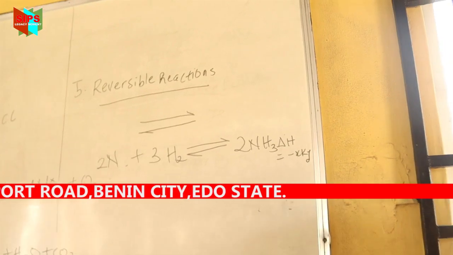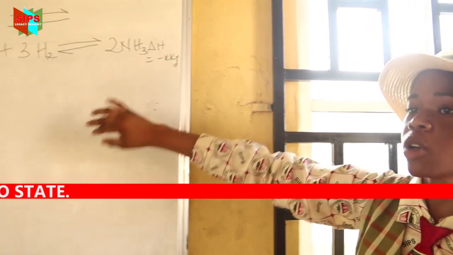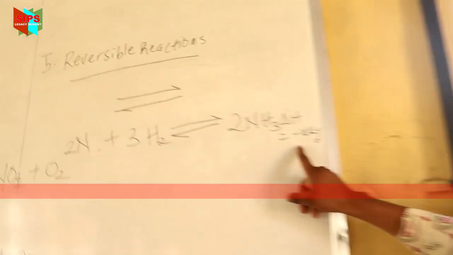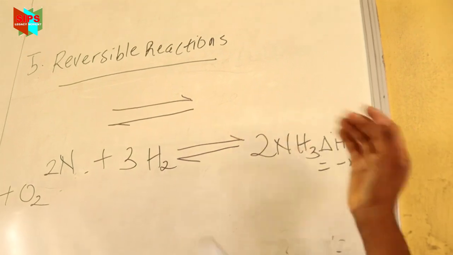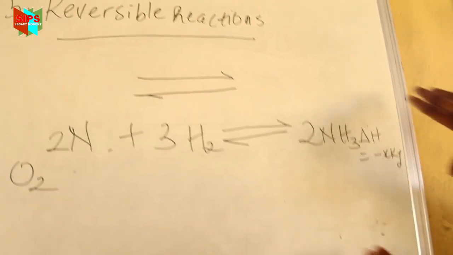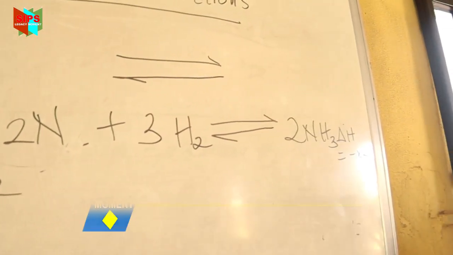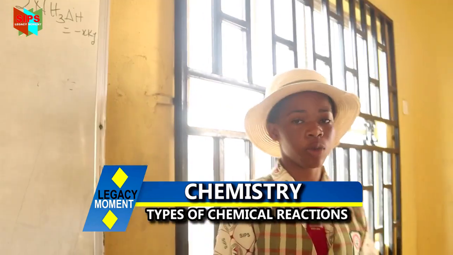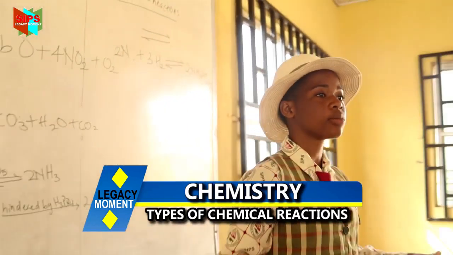Now, for example, if there is an increase in temperature in this reaction, because the reaction is exothermic, as seen by this minus sign, the equilibrium position will shift to the left in order to annul the increase in temperature, because in equilibrium reactions, everything has to be the same, both the forward and the backward movement. That's for reversible reaction. Hope you understand.